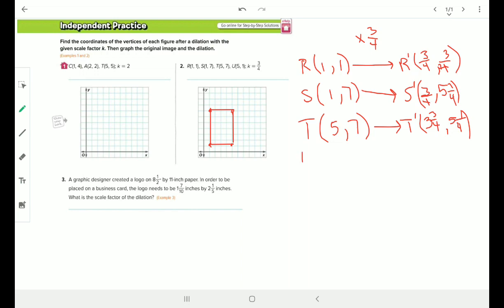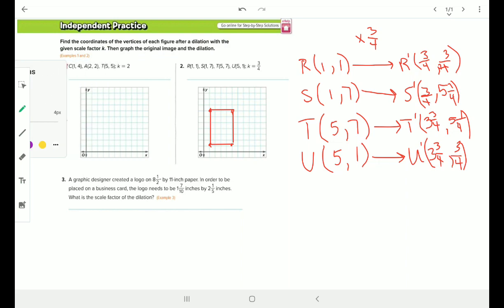And then my last point, U, we have the coordinate 5, 1. So we have U prime, multiplied by 3/4. So that's going to be 3 3/4, comma, 3/4. And now I can plot my new points.